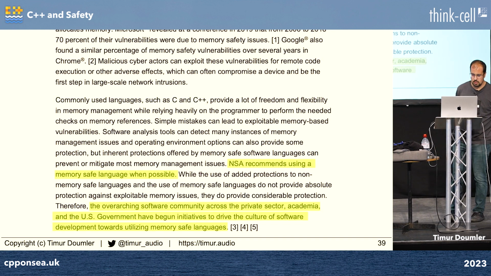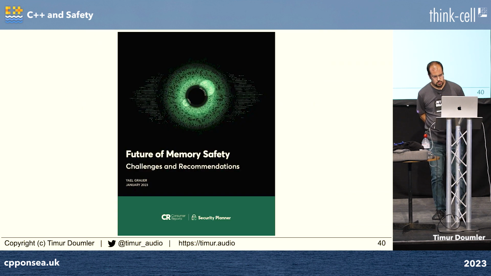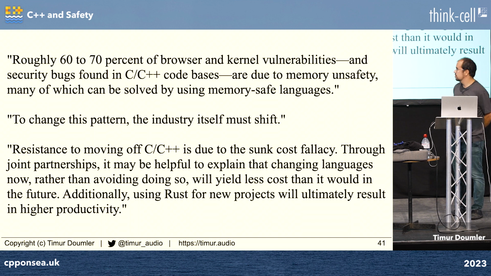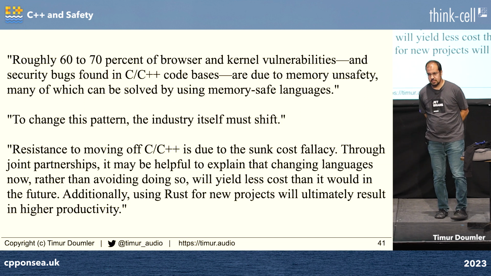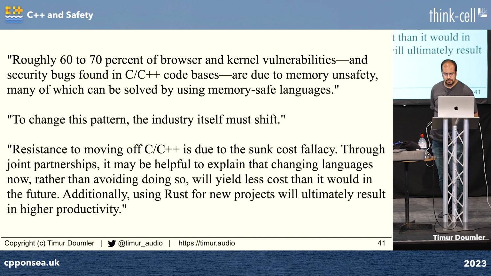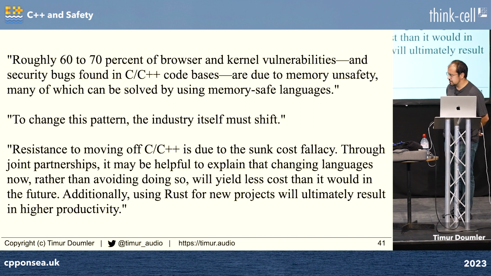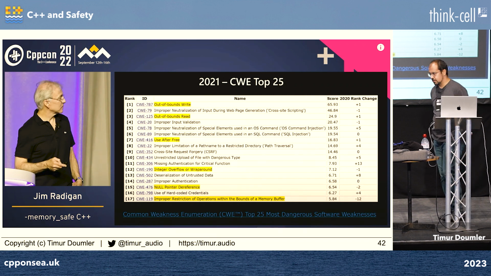We're using C and C++, they're not memory safe languages, and that's why you're getting these vulnerabilities. And the solution is to move away from these languages and basically move the whole software community away from C and C++ and towards memory safe languages. There was the consumer report, which also repeated this pretty well-proven number, I think now, that about 70% of vulnerabilities are due to memory issues. And again says that to change this pattern, the industry must shift, and we need to move away from C and C++.